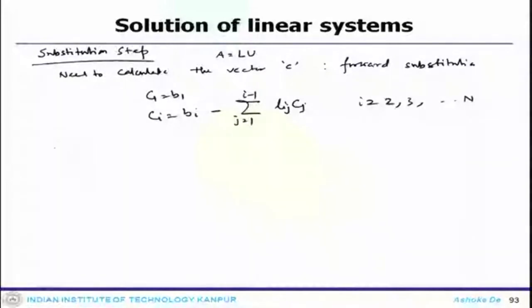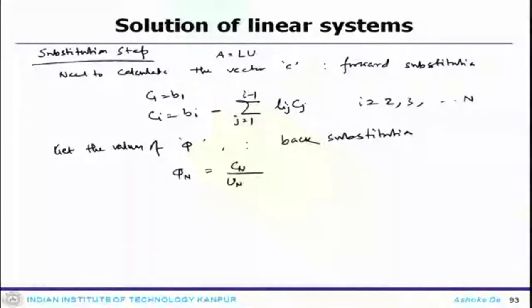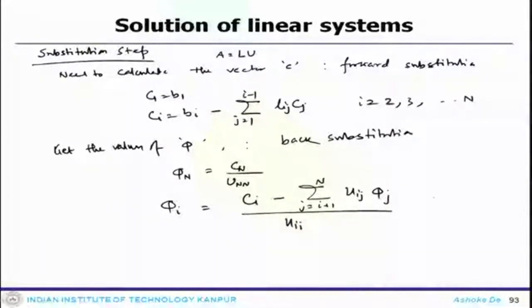So, that is where you get the, and the next step you get the values of phi by the back substitution process, which will be phi_n equals C_n divided by u_nn, and phi_i equals C_i minus the summation over j equals i plus 1 to n of u_ij phi_j, divided by u_ii, where i goes n minus 1, n minus 2 to 2, 1 like that.